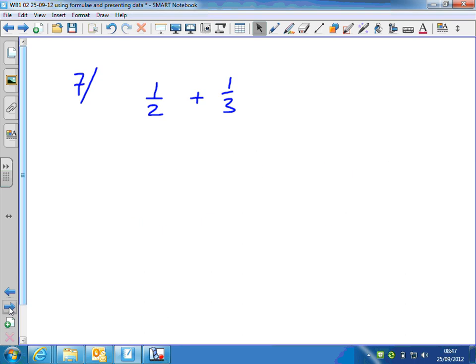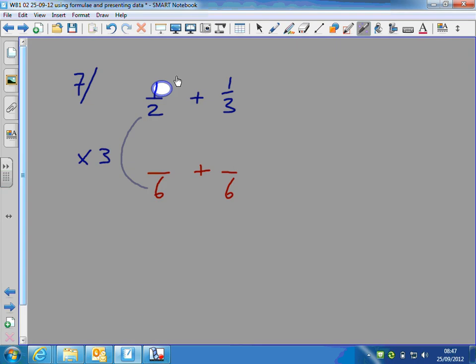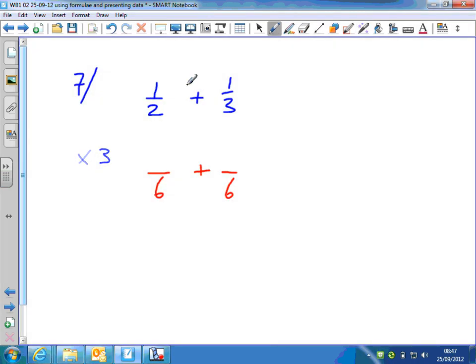Number 7, a half plus a third. What's the key thing here? Same denominator, excellent, which is 6? So I turn that into 6 and that into 6 and then I can add them. That's the key. What have I got to do to the 2 to make it 6? Times by 3. So what do I do with the top? Times by 3, so that means 3 times 1 is 3. Same for that. Times by 2 to get 6. So times the top by 2. We get 3/6 plus 2/6, which is 5/6. So if you got that, well done.